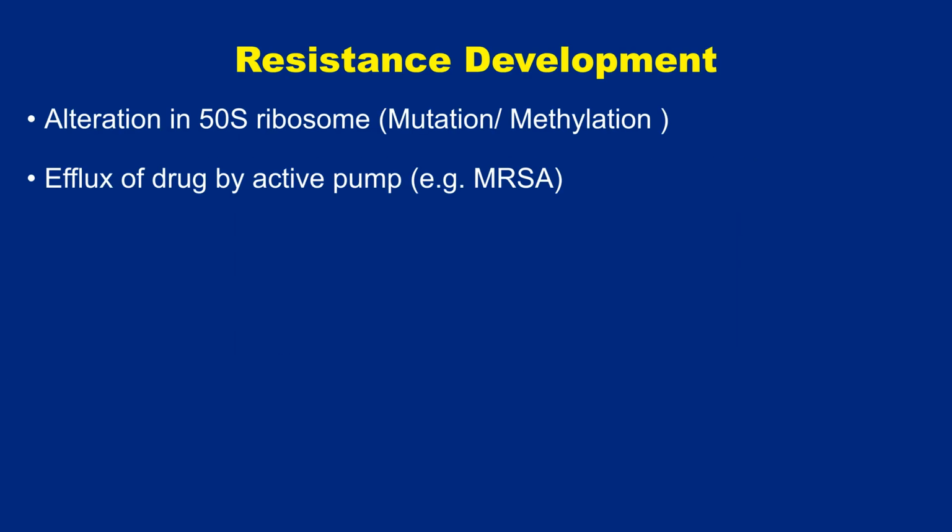Coming to the development of resistance. Resistance develops due to either of two mechanisms. The first is alteration of the 50S ribosomal subunit by mutation, which is a heritable change in a gene, resulting from chromosomal mutations, for example in gram-positive cocci. The second is efflux of the drug by an active pump, as in MRSA.